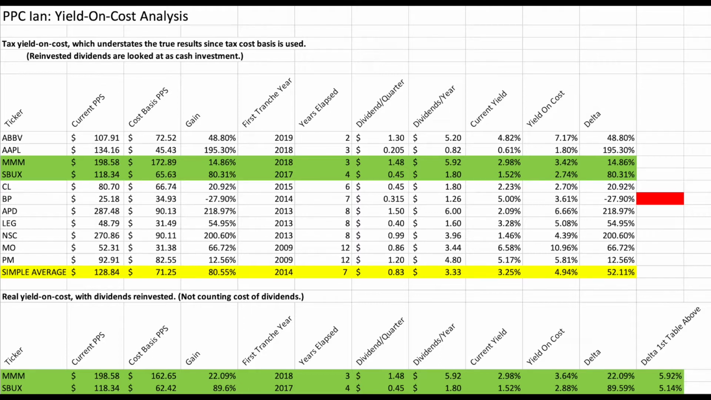And as you can see with Starbucks, this was a home run for me. I'm up 80% on this stock, and I've only been in it for 4 years, and my yield on cost is actually 80% higher than the current yield. So current yield is only 1.52%, but I'm yielding almost 3% on Starbucks, 2.74%.